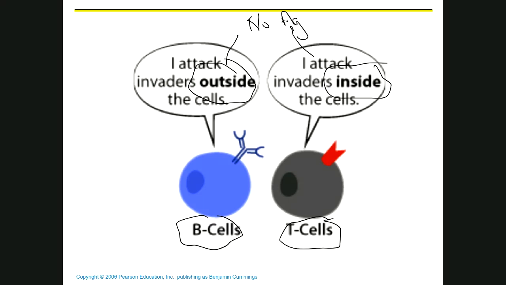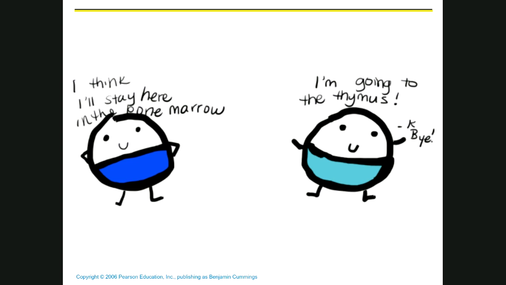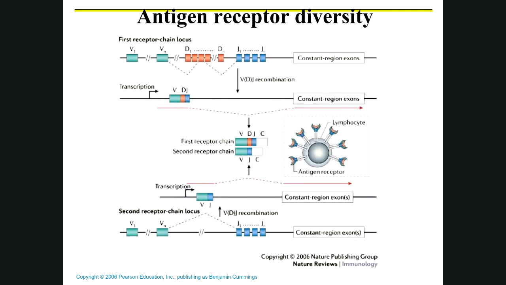So they go to school in different places. They're going to learn how to do things differently. And again, they're going to become immunocompetent. Well, if we look at that process, part of that process of becoming immunocompetent is to develop what's called a surface receptor.